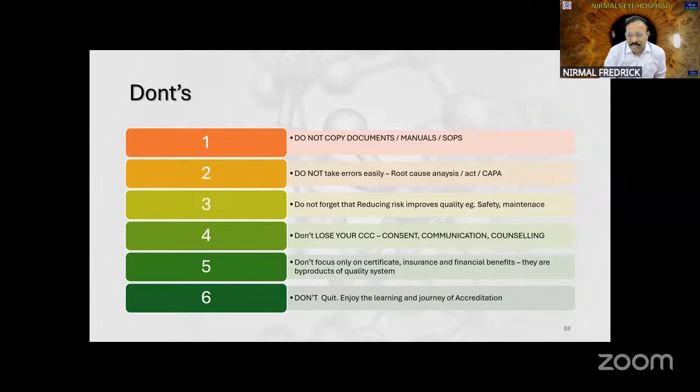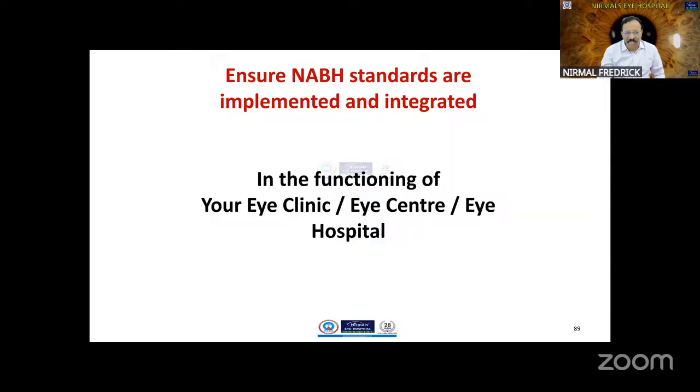And don't lose your CCC. These three C's are important, like your CCC in CATAC: consent, communication, and counseling. And then you have to document these 3 C's with good documentation. And don't focus only on the certificate for insurance and financial benefits. They are byproducts of the quality system. Once your quality improves, the certification and empanelment will automatically follow. It is a bit of an arduous process. Don't quit in between. Enjoy the learning and the journey of accreditation.